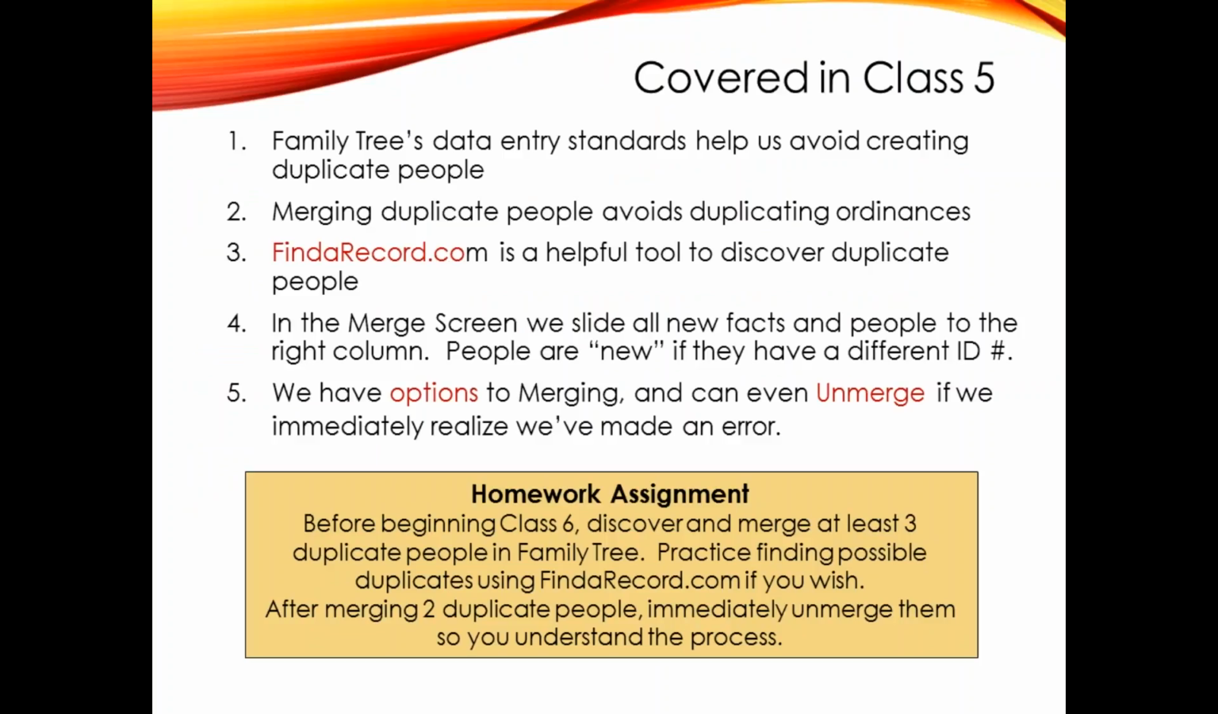So what we've covered in class number 5 is that Family Tree's data entry standards help us to avoid creating new duplicate people. They don't help us eliminate duplicate people who were already there. Merging helps us do that. And it also helps us avoid duplicating family ordinances, which, as you know, are time-consuming. We learned that findarecord.com is a very helpful tool to discover duplicate people, and that there are other ways to find duplicate people, including descendancy view, for example, that are very useful.